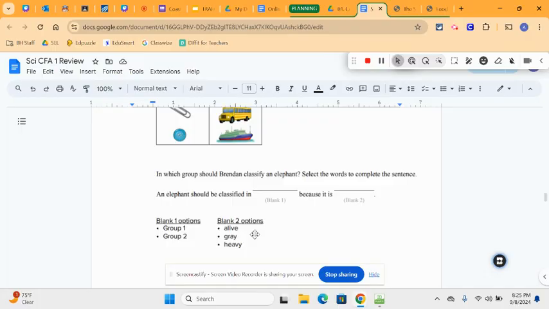So again, you're telling me which one of these groups it belongs in, and then which reason. Is it group 1 because it's alive, group 1 because it's gray, group 1 because it's heavy, or group 2 because it's alive, group 2 because it's gray, or group 2 because it's heavy? So you're just filling in these blanks in the sentence.